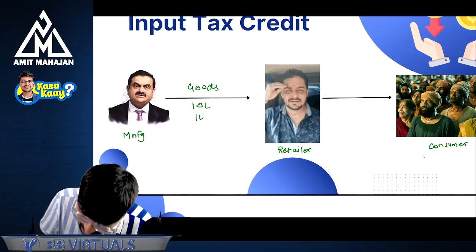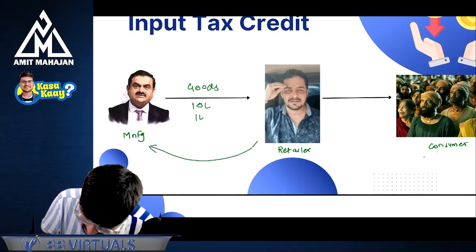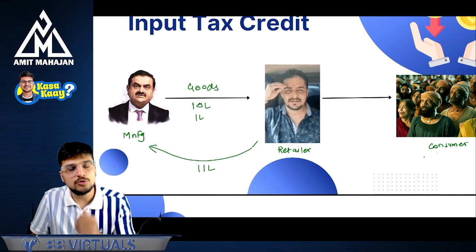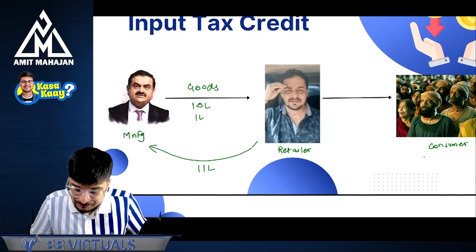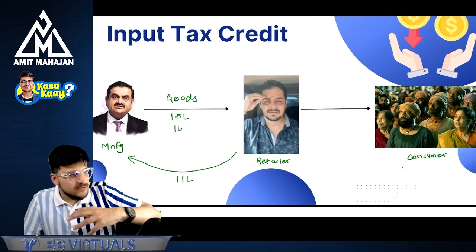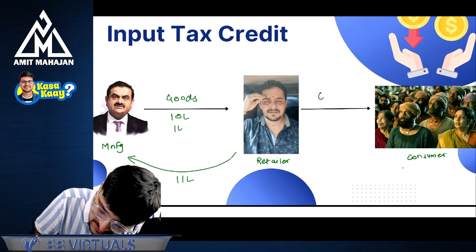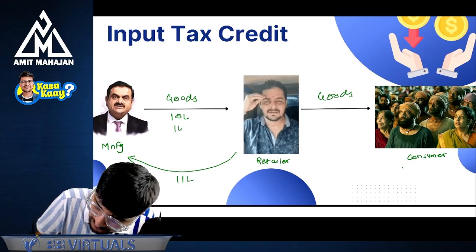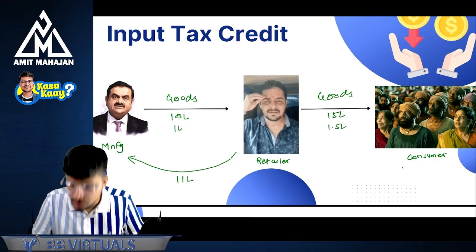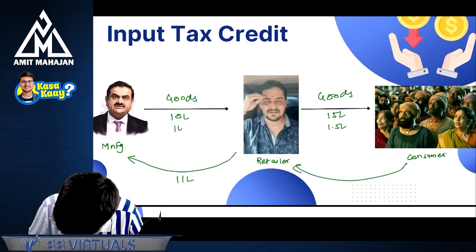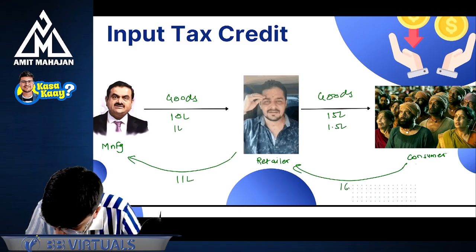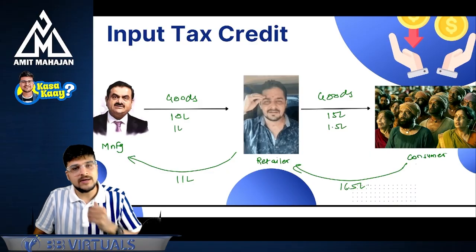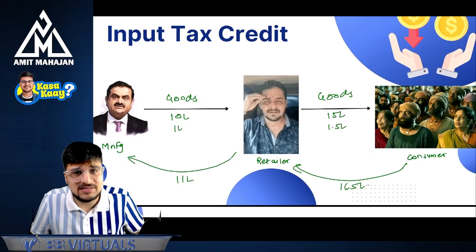What will the retailer do? Retailer will make a payment of 11 lakhs to the manufacturer. Now, retailer is giving the goods further, right? So retailer will sell these goods further for 15 lakhs, and on that 1.5 lakhs of GST will be applicable. So consumer will pay 16.5 lakhs to the retailer, which has 1.5 lakh of tax.